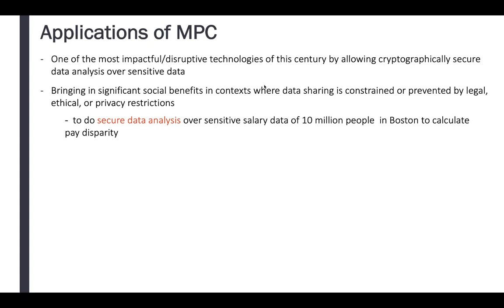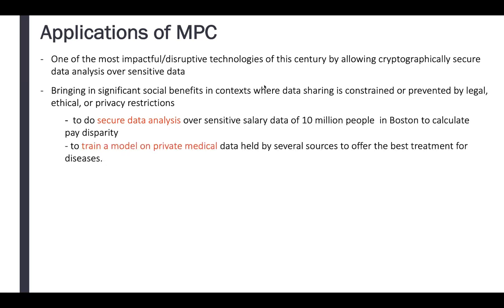And the result was mind-boggling. It has been found out that there is serious pay disparity, gender disparity in terms of salary, not just gender, but also skin color. Okay, these are very, very revealing facts.